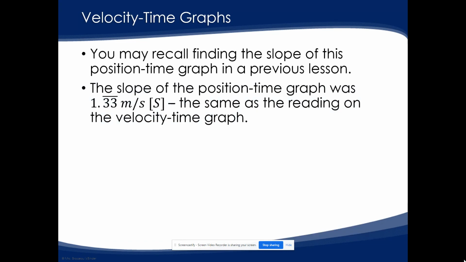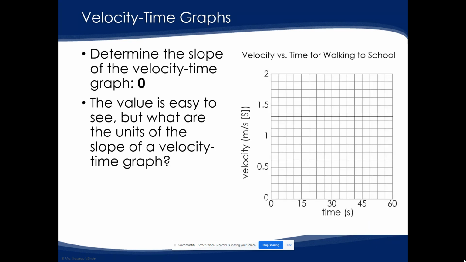If you remember from literally yesterday, the slope of a position time graph is just the slope of a line, which is d2 minus d1 over t2 minus t1. And the slope of the position time graph was 1.33 meters per second south, sorry. And that was the same as the reading on the velocity graph. But our slope on the velocity time graph is zero.